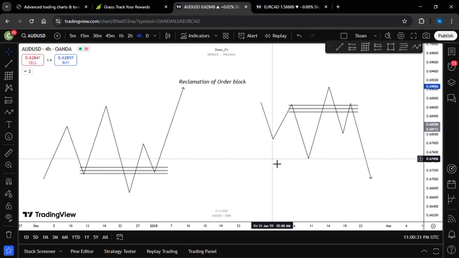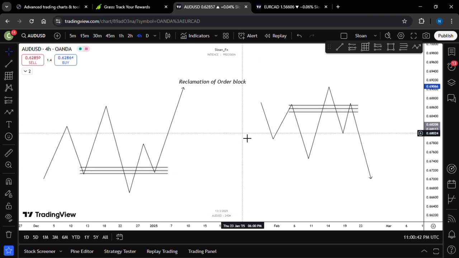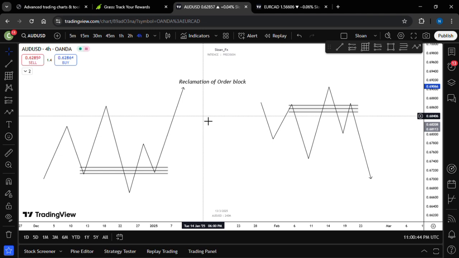So in this video, we'll be discussing reclamation of order block, in essence called reclaimed order block. Okay, so that's what we're looking at in the course of this video. Alright, so what is reclaimed order block? What is reclamation of order block?